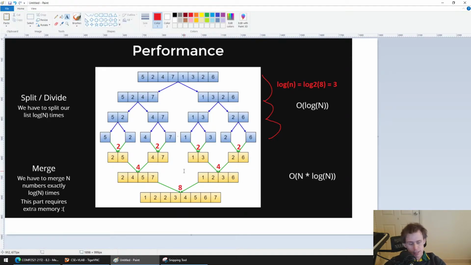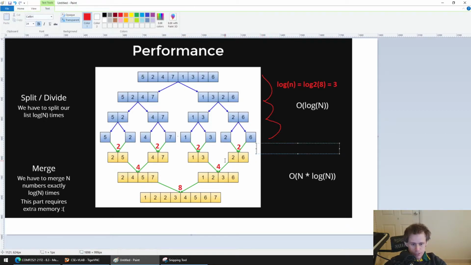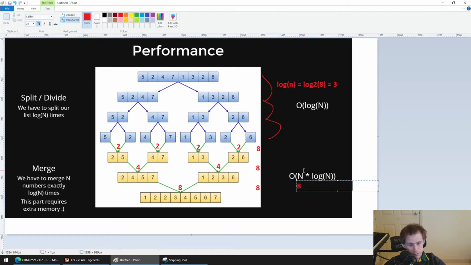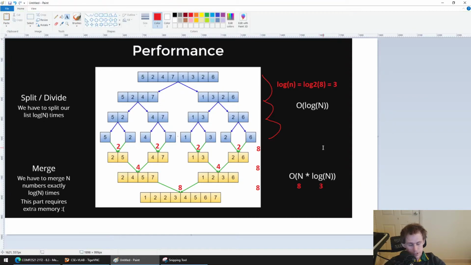And what you notice is that at each part of the merge, this took us 8 steps, this took us 8 steps, and then this took us 8 steps. How many times did we have to do those 8 steps? 3. And that's where we get basically that the cost of merging this fully split up list is n log n, because we had to do 8, which is the size of the list, exactly 3 times, which is the log n. And that's where we end up with that complexity.